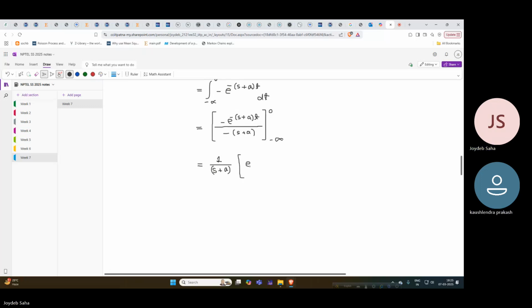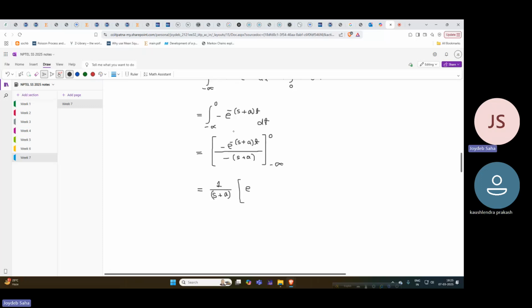Hello, sir. Yes. Sir, the denominator minus (s plus a), how does it come? It is simple integration. It is minus (s plus a), right? Okay, so the denominator will be minus (s plus a). Okay, and then what is the coefficient of t? Minus (s plus a). Yes. Okay, got it, sir.